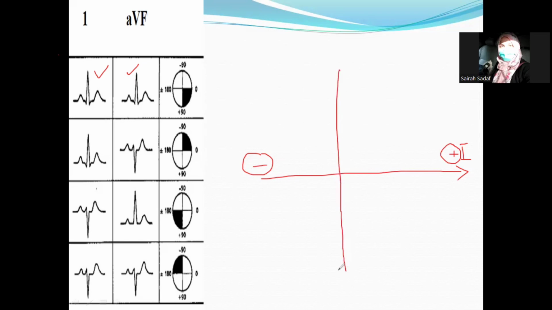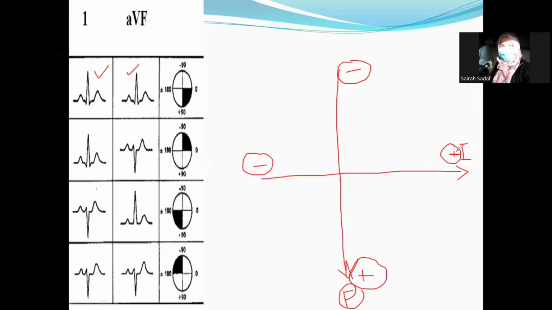AVF, downwards, the axis of the heart. This is the negative pole, as it goes down, so that will be the positive. As it is going towards the electrode placed here on the foot end, it will give a positive deflection when it goes downward. Yeah, got it? So these are the two leads. This is lead 1, this is lead AVF.